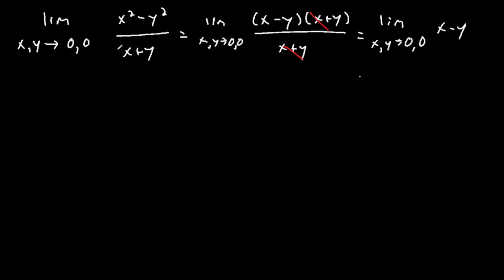And now we can just plug in the values. If you just plug in the values, you get 0 minus 0, which equals 0. So in some cases, you could just find the limit. In that case, the limit did exist. That limit did equal 0. But in different cases, you can actually approach a limit with different paths. What do I mean by that?